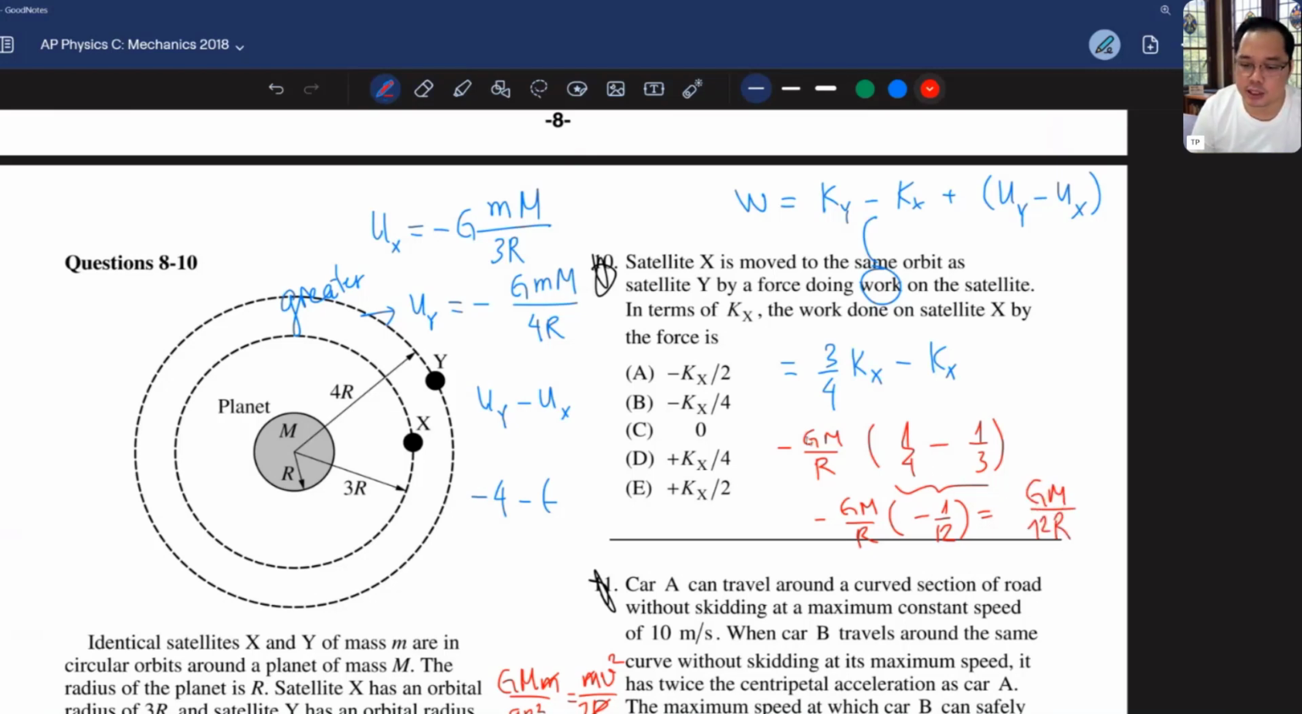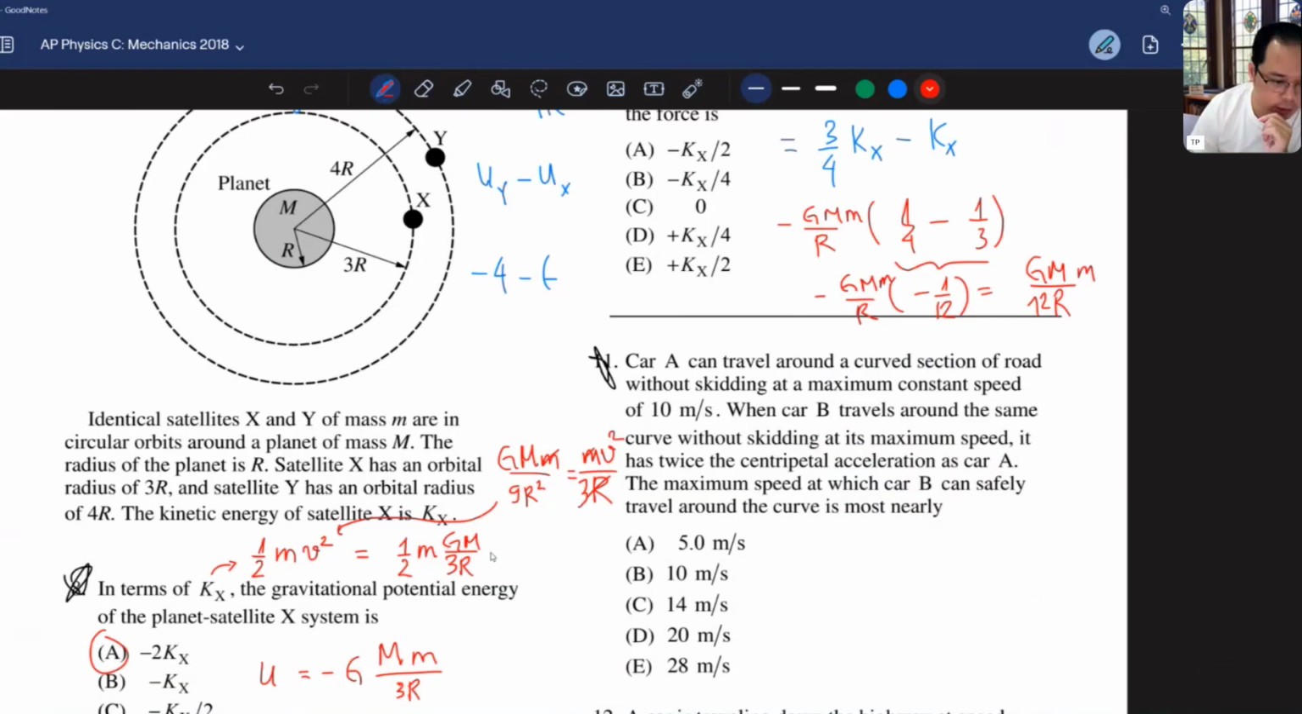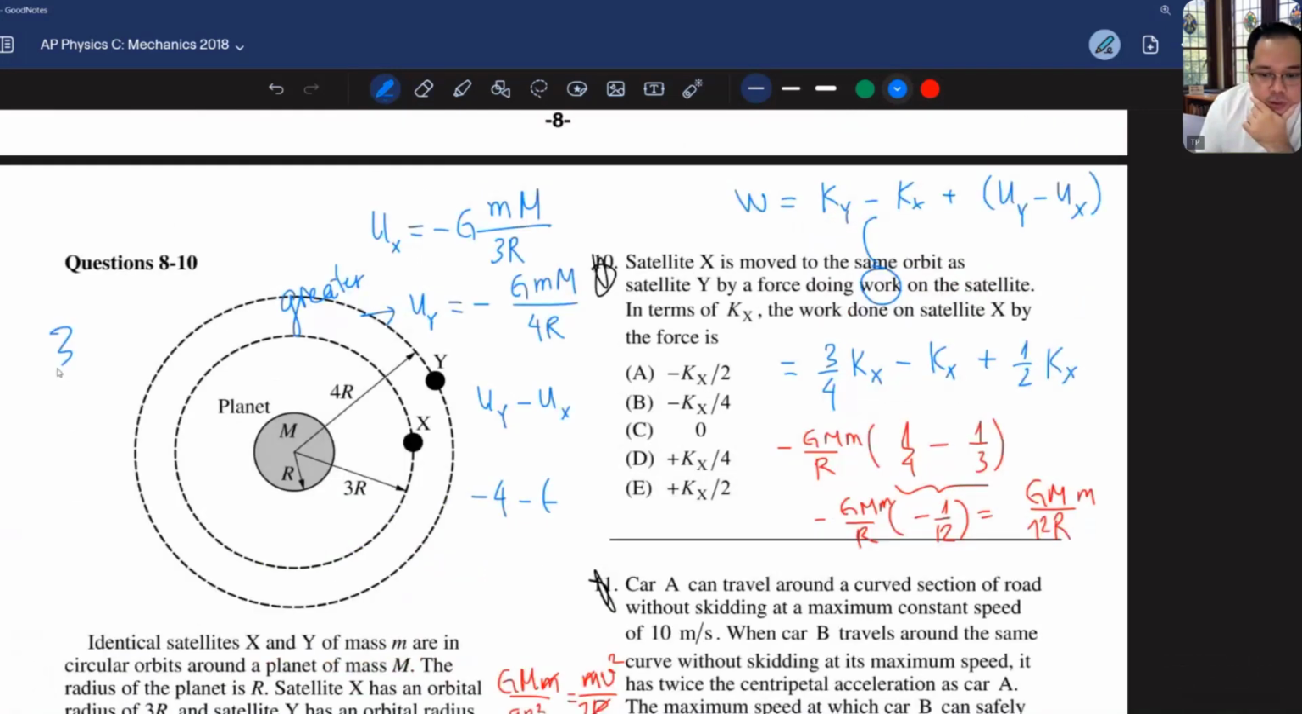And how does that relate? We need to also multiply by the small m. So how does that relate to Kx? Kx is 1/6 of GMm over r. So this difference between the two potential energies is half of Kx, plus half of Kx. So this is the final answer. 3/4 minus 1 is minus 1/4, minus 1/4 plus 1/2. That's 1/4, meaning this one. Check that with the answer to question 10.